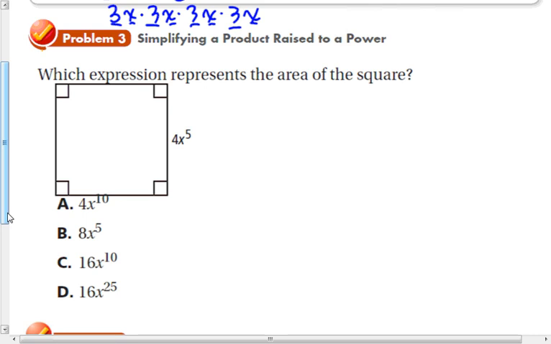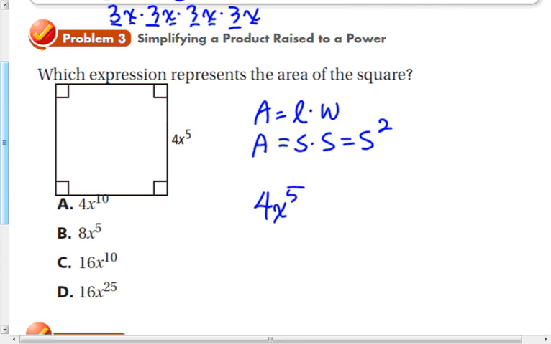We want to find the area of the square. To find the area of a square, you multiply length times width because it's a rectangle. So area is length times width. But with a square, both sides are the same, so we can just say area equals the side times itself, or the side squared. And the side here is 4x to the 5th, and we're going to square that.